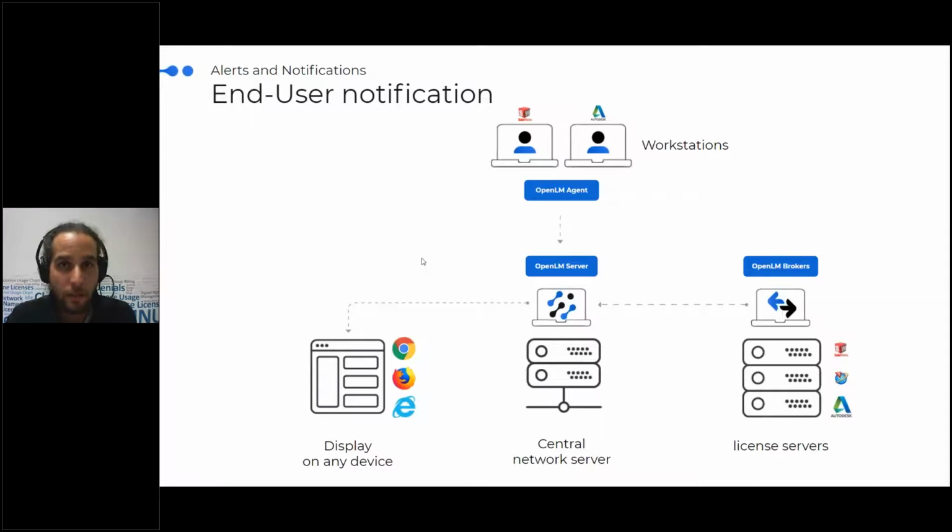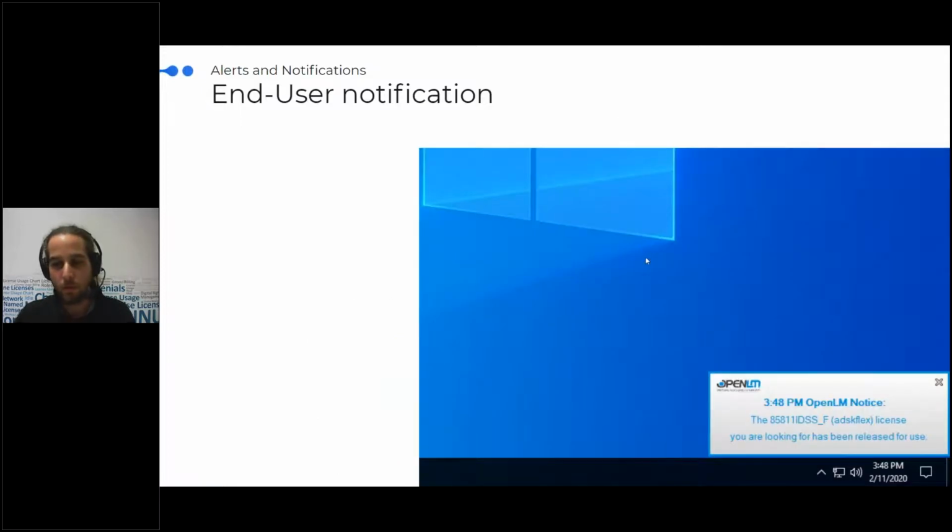I can either try and get the license again and again, and not reach anywhere, or I can just wait for the OpenLM agent to notify me that, hey, remember that license you got denied from? Well, now it's free. Go get it. So you'll need the OpenLM agent for it. The agent will sit on the workstation itself. Now the agent will be the one that notifies the end users, and it will look something like this.